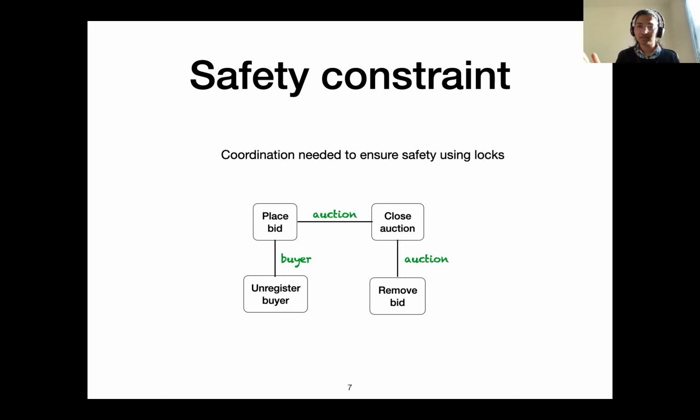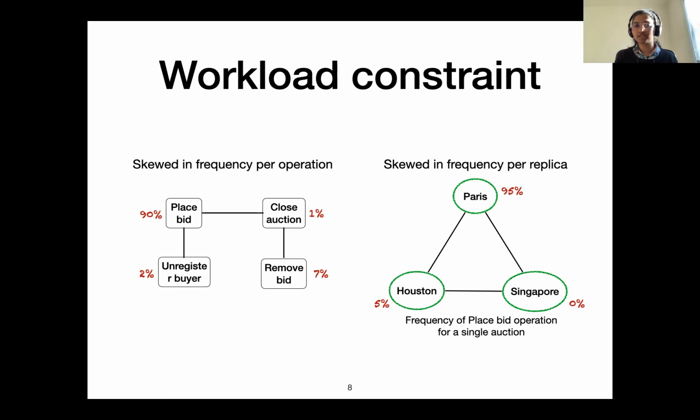So the next constraint we have is the dynamic constraint of the application, namely the workload. The workload can be skewed both in frequency per operation or frequency per replica, basically the frequency of an operation per replica. So let's consider the same conflict graph that we saw earlier, which includes the 4 operations. Placing a bid would be the most frequent among these operations. As we have a mental picture of an auction application, there will be frequent place bids than unregistering a buyer or closing an auction or even removing a bid. So we can here see that there is a very high skew on the frequency per operation. There is a small probability for the other 3 operations as well, even though it's sparse.